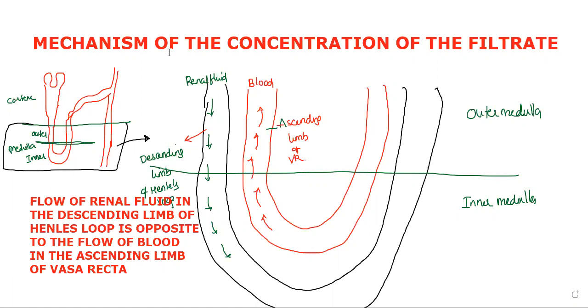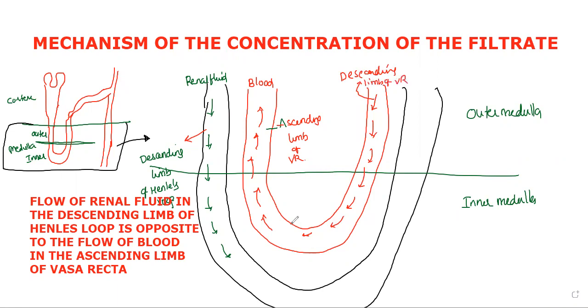Similarly, we need to see here also. The flow of blood here is going down. That's why we can say this particular vasa recta is the descending limb. So I am going to name this as descending limb of vasa recta.